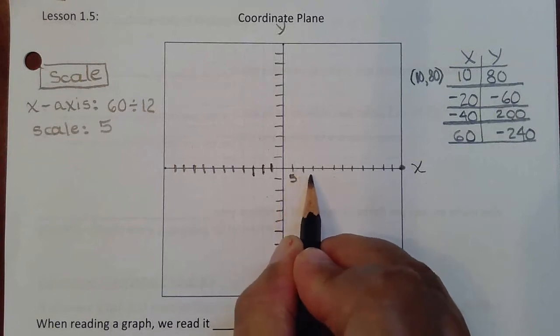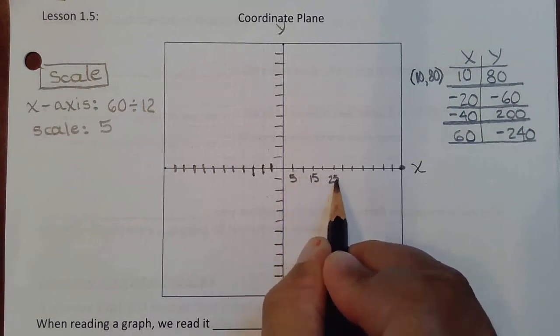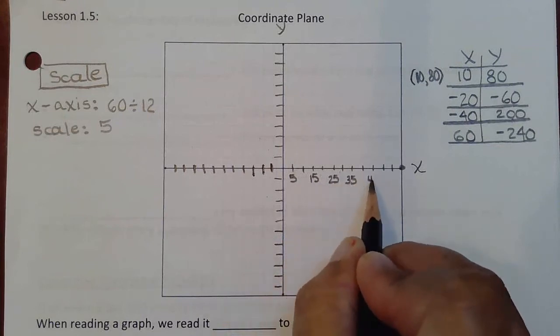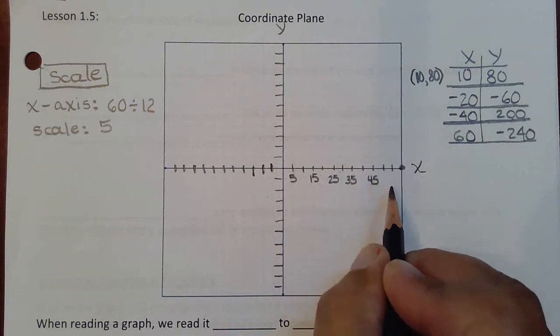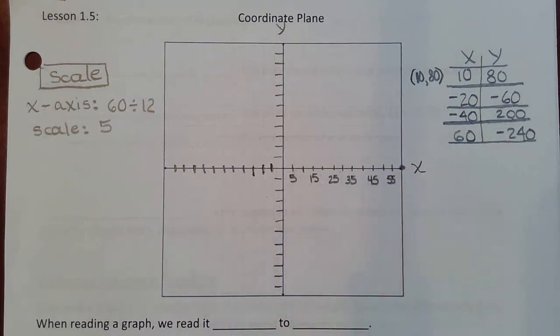This will be 5, 10, 15, 20, 25, 30, 35, 40, 45, 50, 55, and then that last mark will stand for 60.